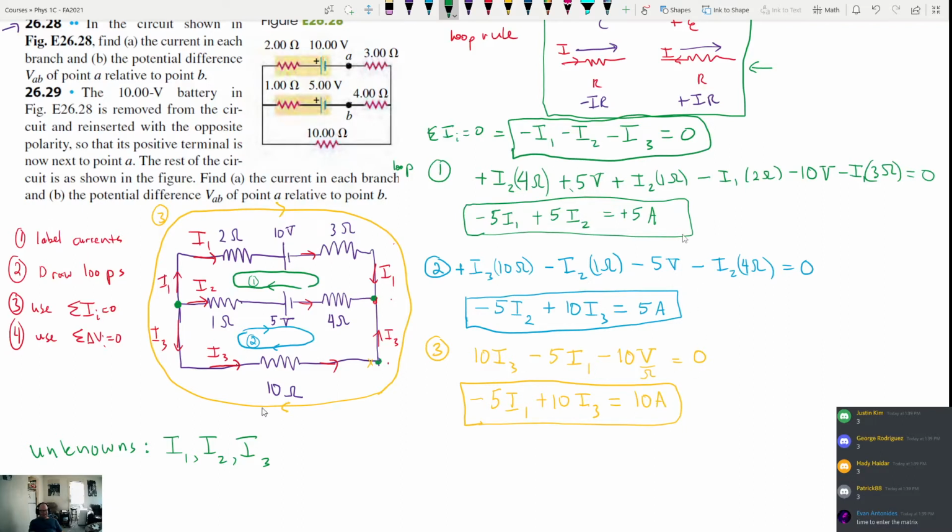How many do we need to solve? If I have 3 unknowns, how many equations do I need to solve for those unknowns? 3, right? 3. But we have 4. So how do we pick? If we have 4 and we only need 3, how do we choose which 3 we're going to use? Which 3 to use?